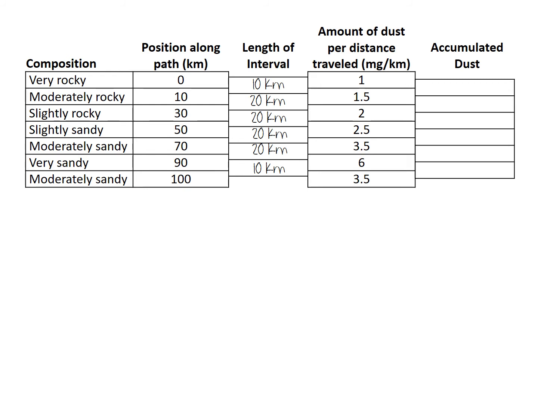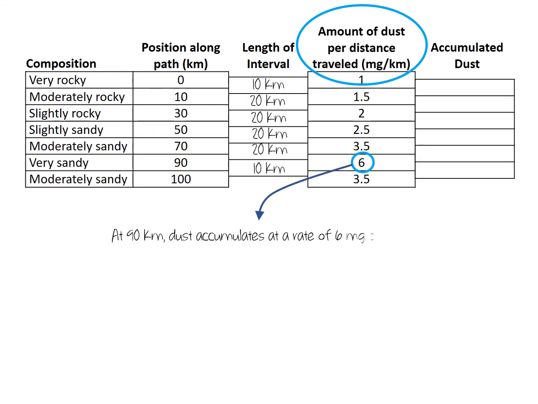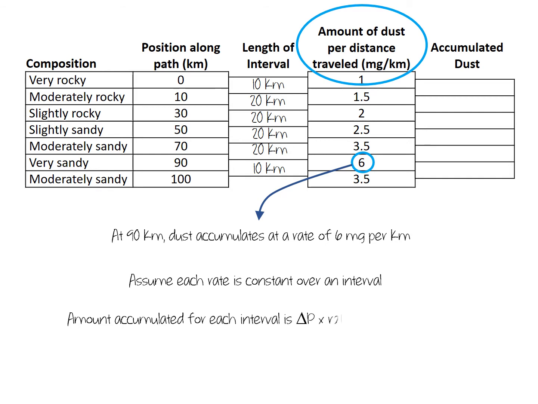The next thing we need to do is to recognize that the data we have is a rate. For example, this 6 means that at a point 90 kilometers along its path, the dust is accumulating on the rover at a rate of 6 milligrams per kilometer. Now, this is just at a specific point along the path. But if we assume that each of these rates is constant over the entire distance interval, then to find the amount of dust that accumulates for each interval, we would multiply the change in position over that interval by the rate of accumulation.